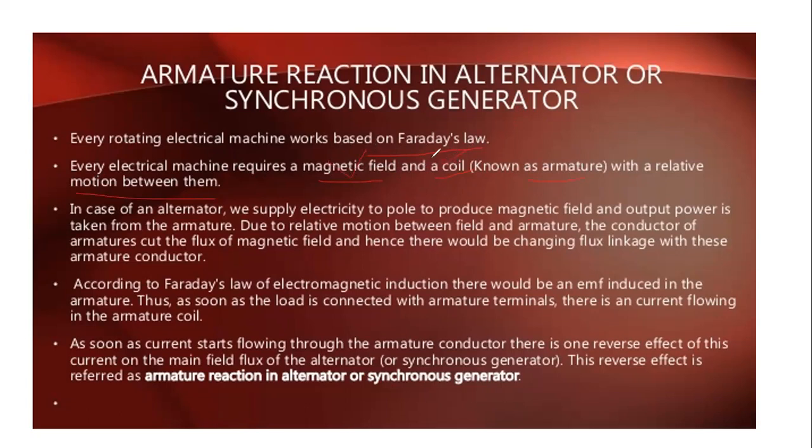Okay, in the case of a DC generator, the coil is rotated and the magnetic field is stationary. But in the case of an alternator, the coil is stationary, placed in the stator, and the magnetic field is rotated, placed on the rotor. In that case, the EMF is induced according to Faraday's laws of electromagnetic induction. In an alternator, we supply electricity to the poles to produce the magnetic field, and output power is taken from the armature.